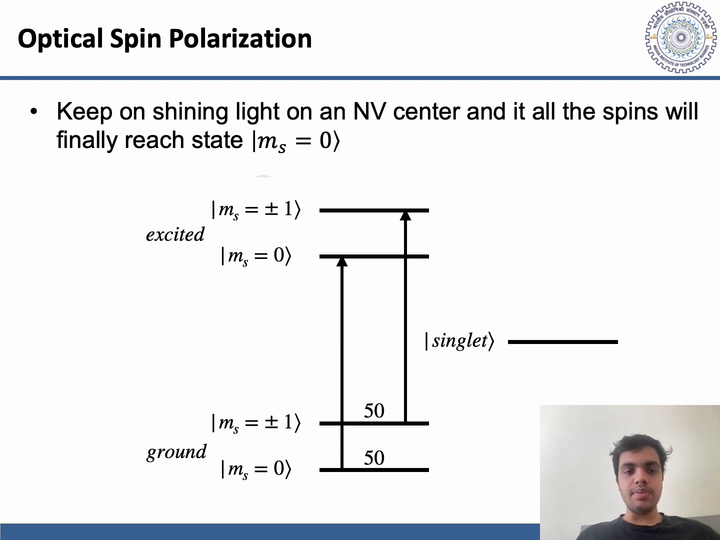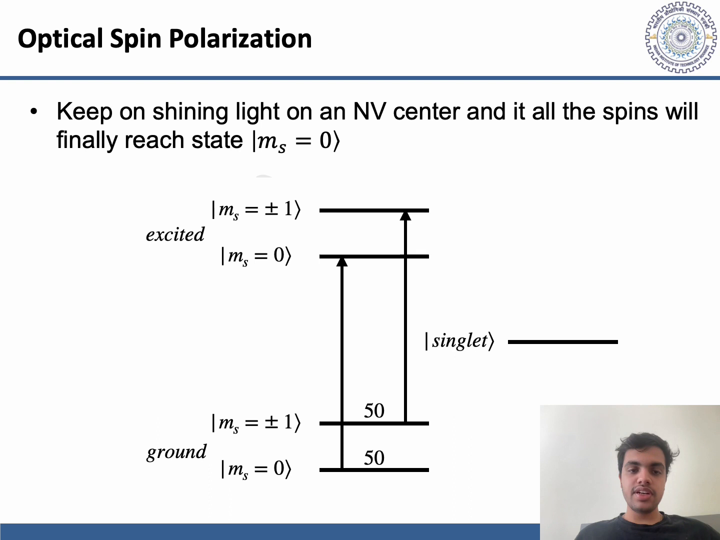So what you do is that you keep on shining light on an NV center, and all the states would finally reach MS equals 0. Let's see why this happens. So let's say that you had 100 NV centers with you, and the worst thing that would happen is that 50 of those NV centers are in MS equals 0 state, and 50 of them are in the MS equals plus minus 1 state. Now you keep on shining a light on it.